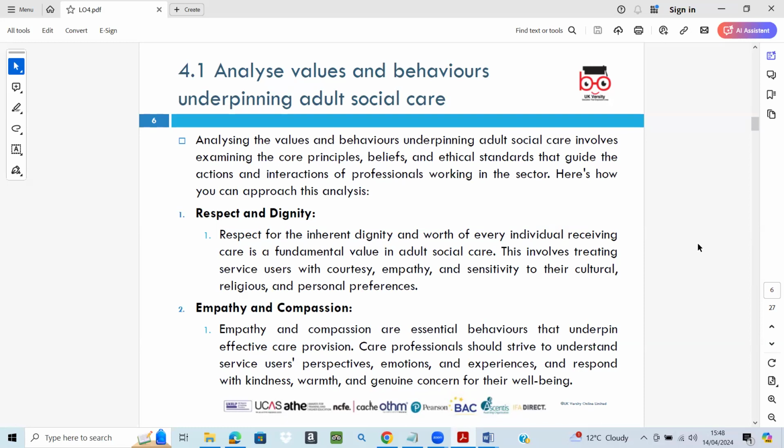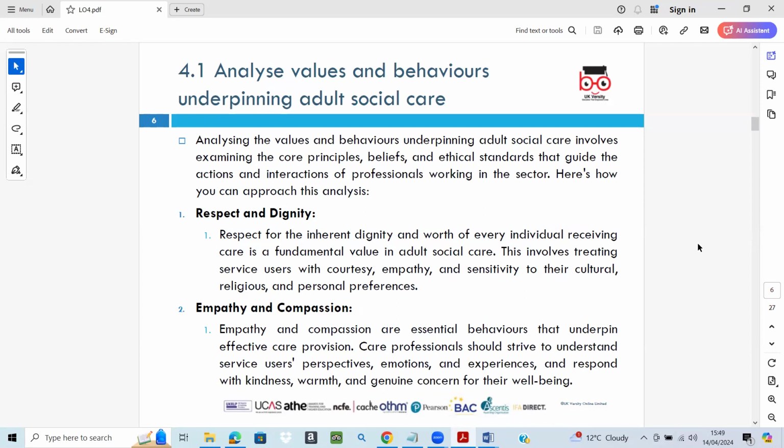And by embedding respect, dignity, empathy and compassion in our daily interactions, we not only adhere to the ethical standards but also significantly enhance the lives of those we serve. So we always need to remember that analyzing these values and behavior involves constant reflection and application. As a professional in an adult or social care setting, it's crucial that we regularly assess our actions and interactions to ensure they align with these core principles.